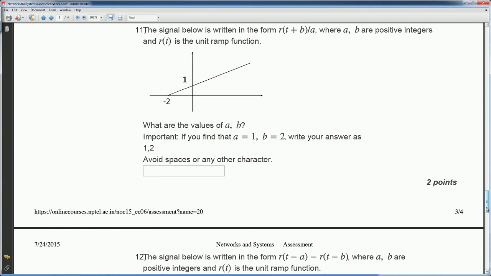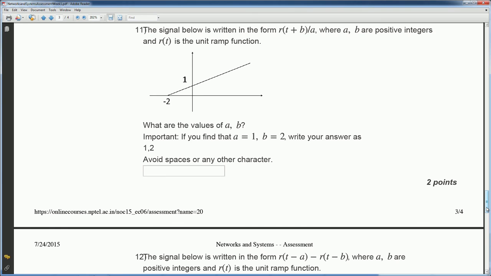which starts at minus 2 and increases in a certain slope such that at 0 the value is 1. Okay, so that's the signal, and you have to write it in terms of the unit ramp r of (t plus b) divided by a. So if you look at it very carefully, it's a shifted ramp and it's also scaled. Okay, so it's multiplied by something.